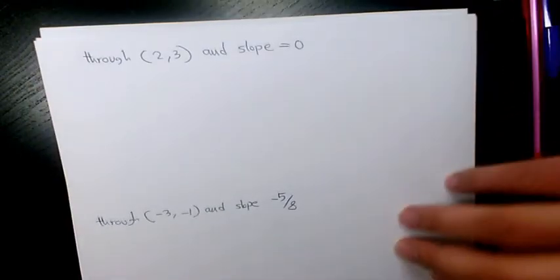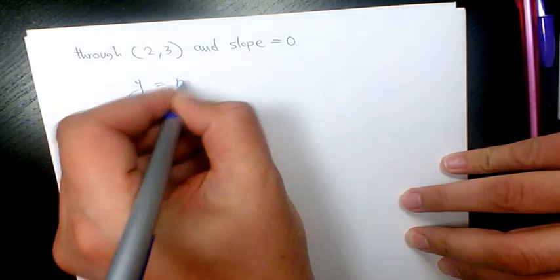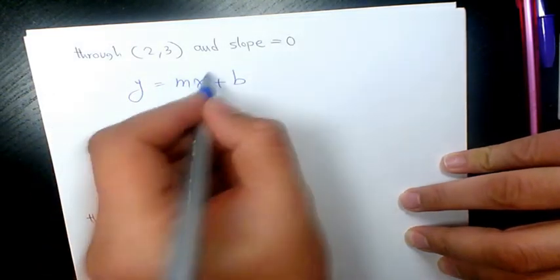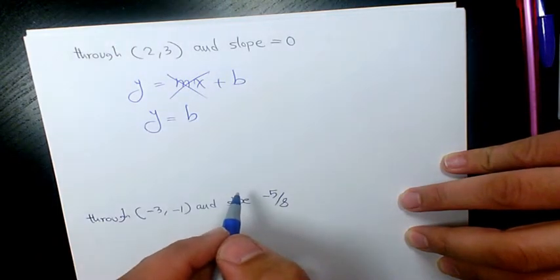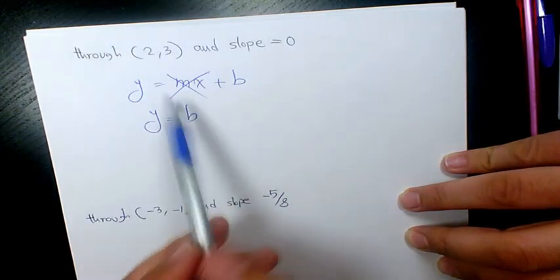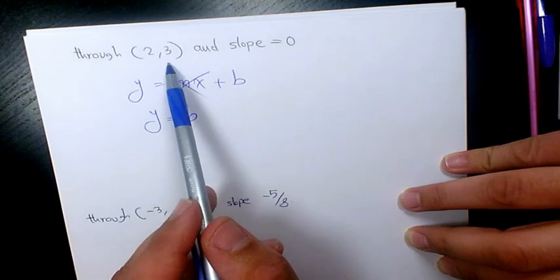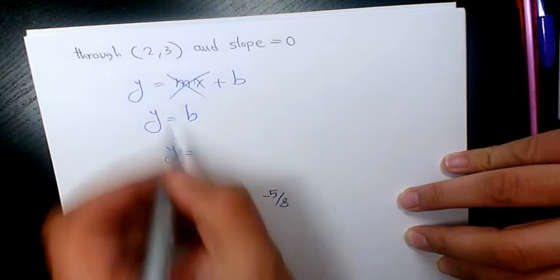Next one, the slope is 0. So when you have mx plus b, when m is 0, the whole thing is 0, y will be equal to b, a constant number which is not changing. So all the points on the line have the same y. So y will be equal to 3.